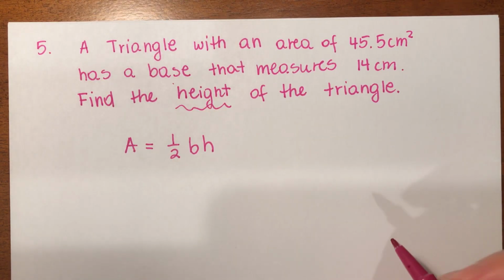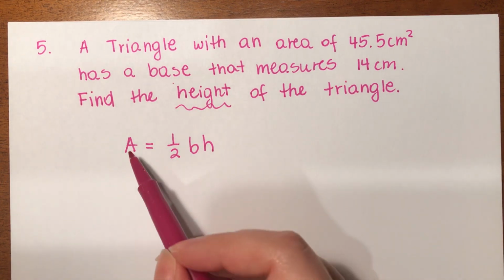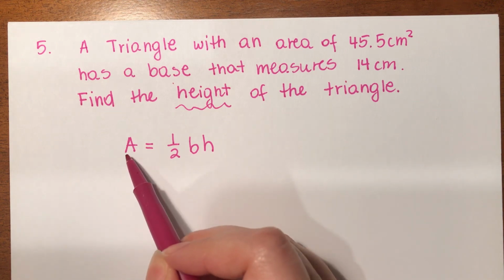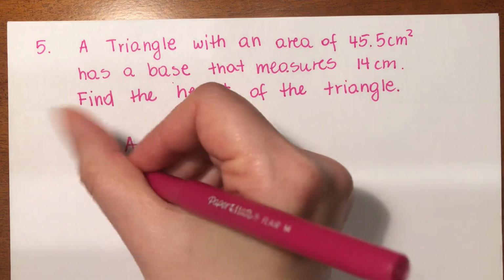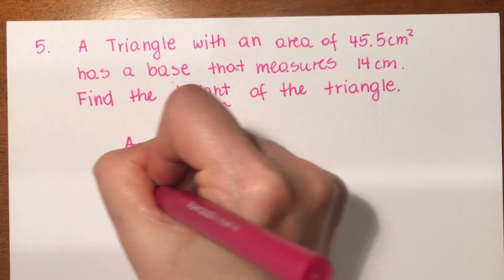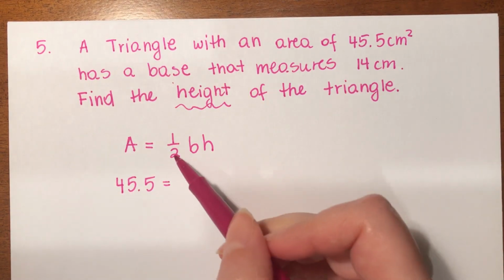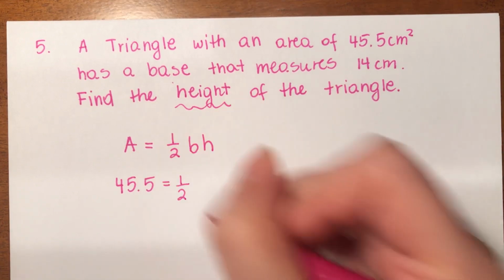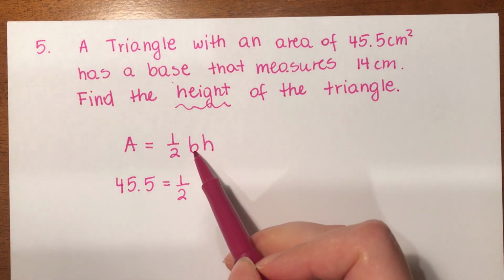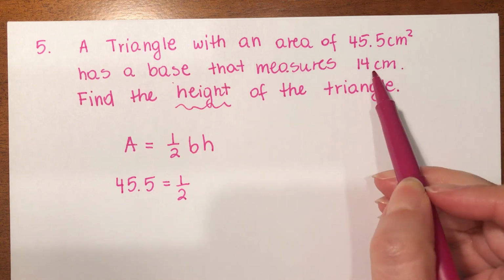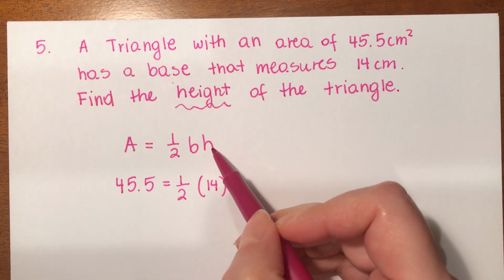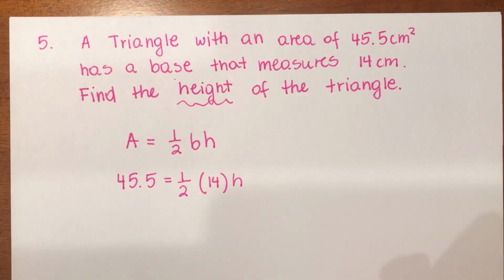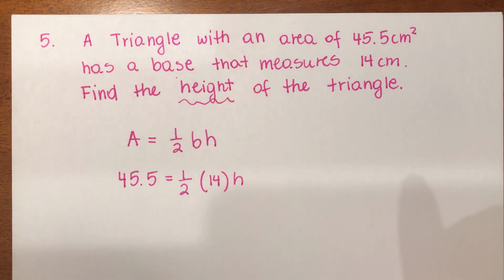Now I'll just substitute what I have, and then we will manipulate this formula. So I'm going to go from left to right. Area, we know area of this triangle is 45.5. So I'll replace that. Okay, 1/2, that's just a constant, so here it is. I also have base given. Base is 14, and then h is the height that I'm looking for, so we definitely don't know what that is.